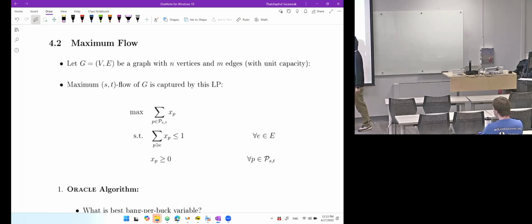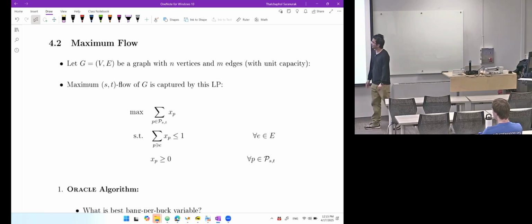That is, XP is the flow along the path P. For each path P from S to T, you have the variable XP. And here we just say that the total flow along every path that goes through an edge E is at most 1. So it respects the capacity, and here you want to maximize the flow value. Yeah, so this is only the unit version.